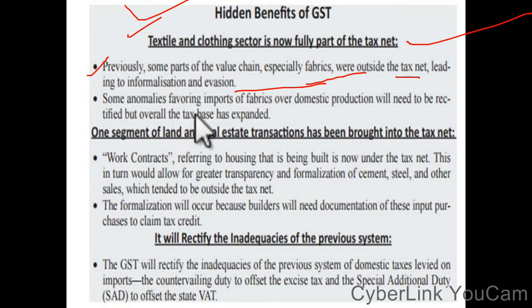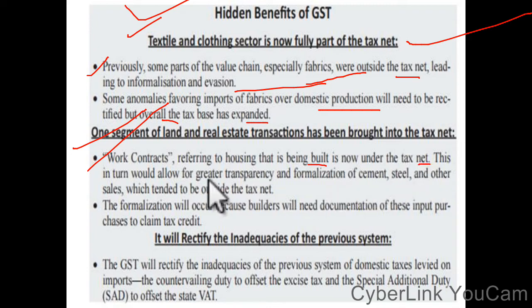Some anomalies favoring imports and disfavoring some of our domestic products will need to be rectified, but overall the tax base has expanded. One segment of land and real estate transactions has been brought into the tax net. Works contracts, referring to a house that is being built, are now under the tax net.